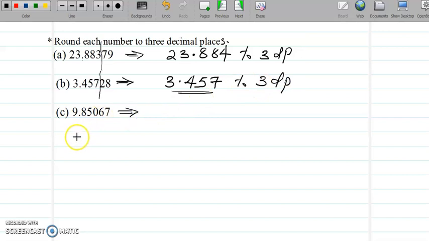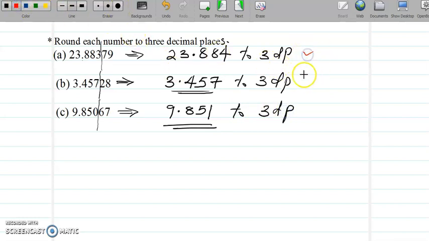Okay, now do this and give me the answer. What is it? That's fine. We counted from immediately after decimal point. We count 1, 2, 3. I ended it here. This number is up to 5. We add 1 here. So that gives us 851. So this gives us 9.851 to 3 decimal places. So that's how we solve this problem.